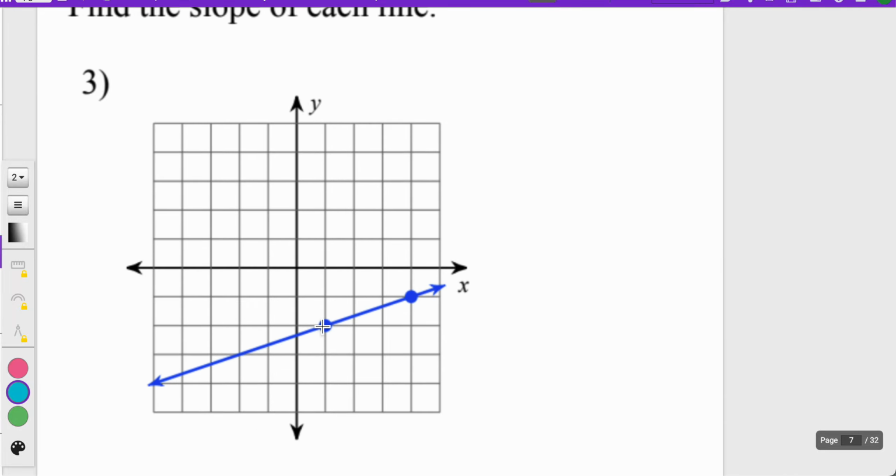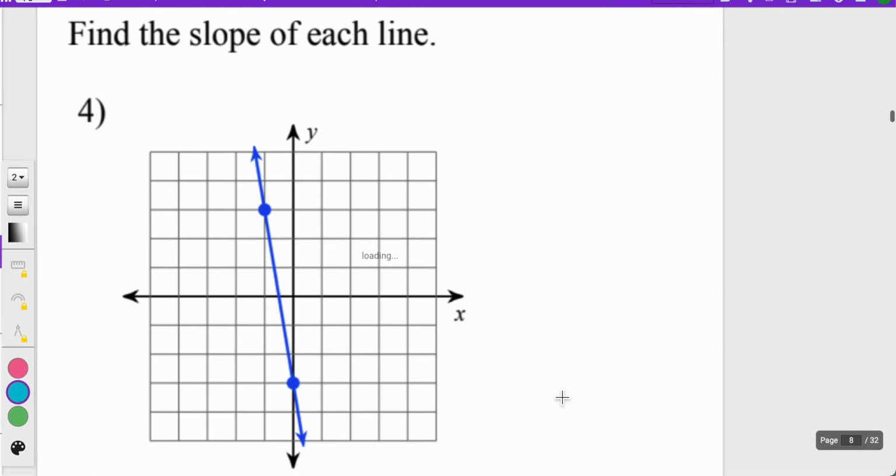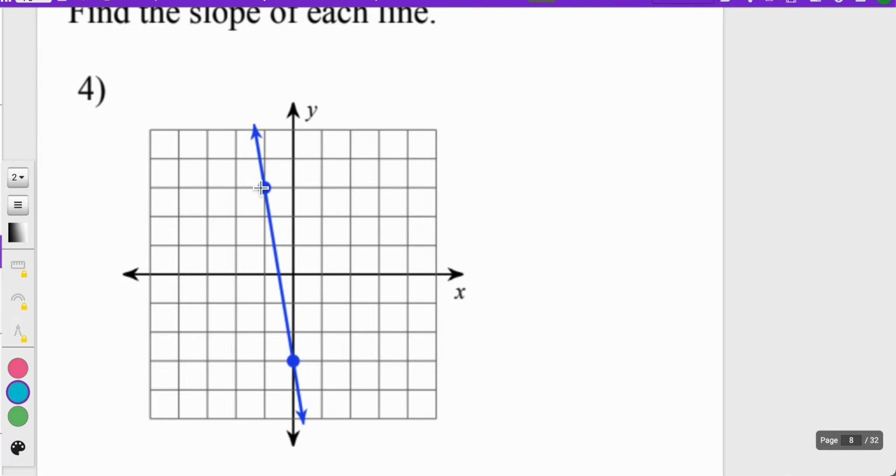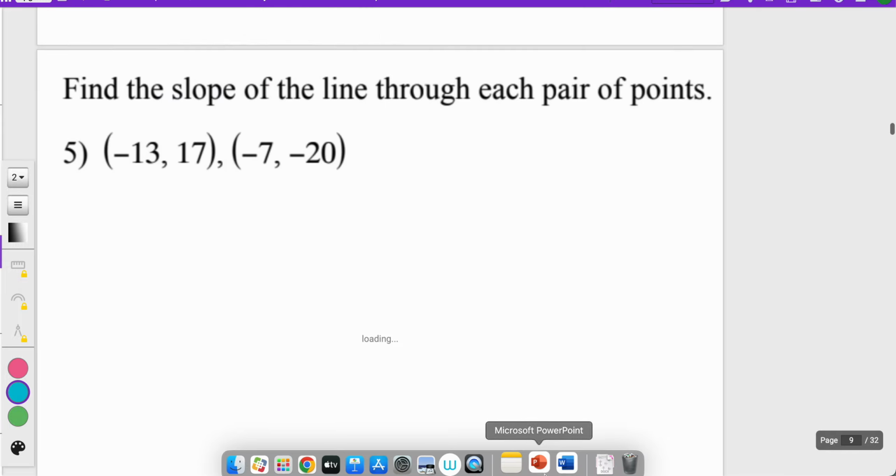For this one though, our rise is 1 and our run is 1, 2, 3. So we're going to get positive 1/3. And then this is a negative slope, so we're going to rise down 1, 2, 3, 4, 5, 6 over 1 for our run. So negative 6 over 1 can just be written as negative 6.